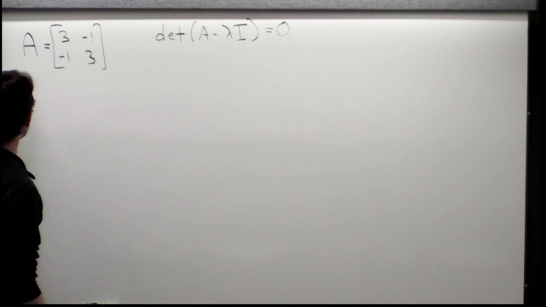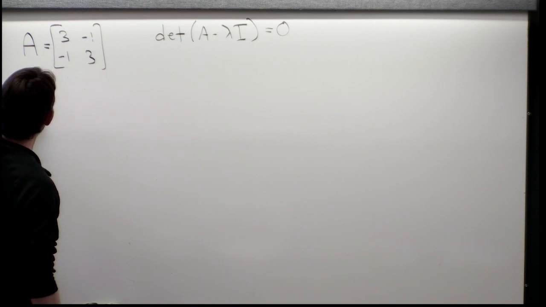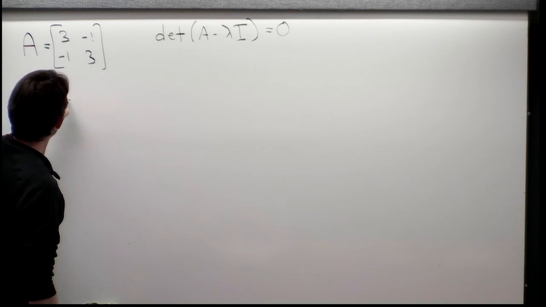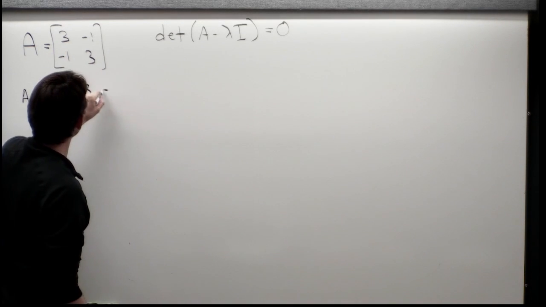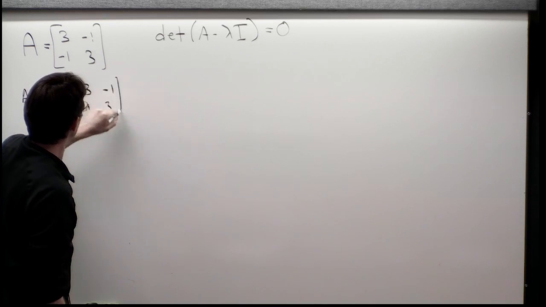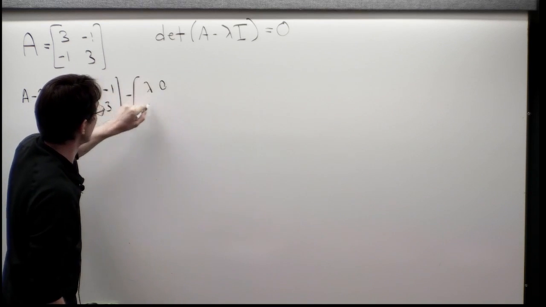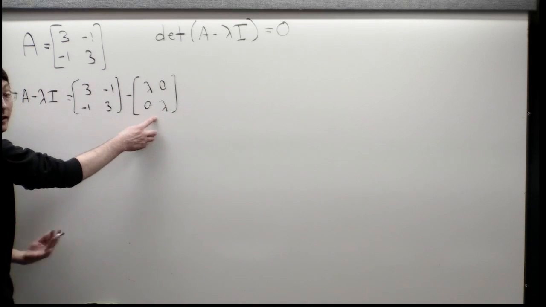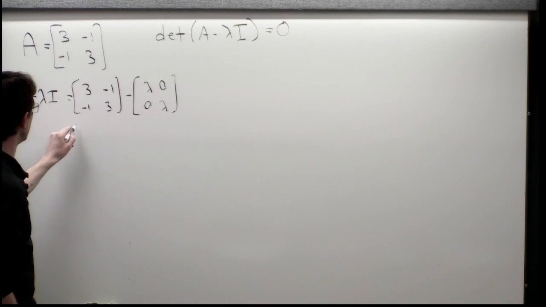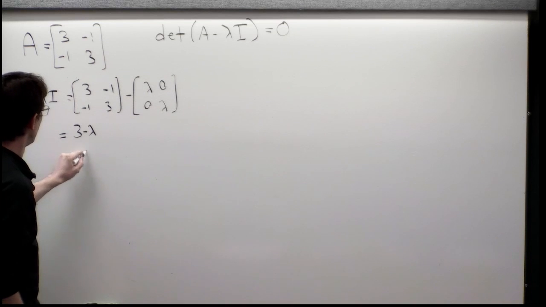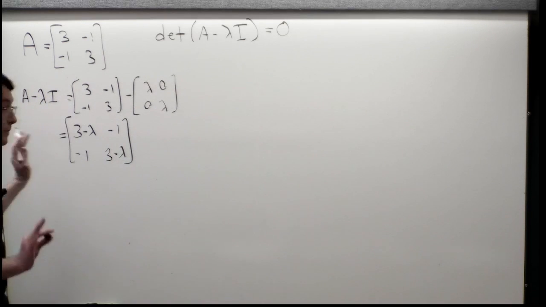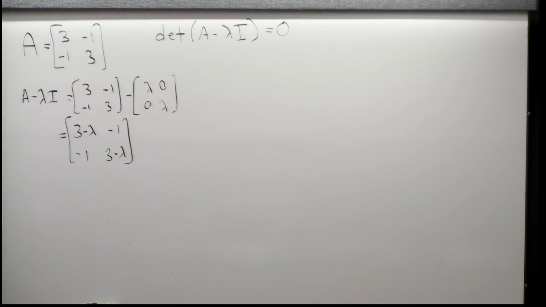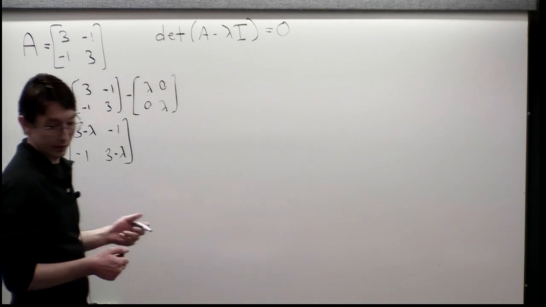So let's look at A minus lambda I. A minus lambda I equals, okay, lambda times the identity. This is [3, -1; -1, 3] minus [lambda, 0; 0, lambda], right? This is lambda times the identity. And this equals [3 minus lambda, -1; -1, 3 minus lambda]. Okay, not so bad so far. So now what we're going to do is compute the determinant of this thing. Okay, let's look at that.